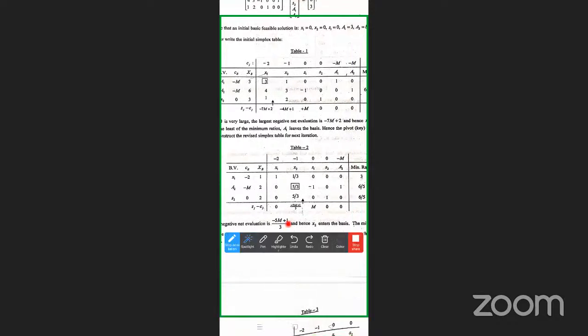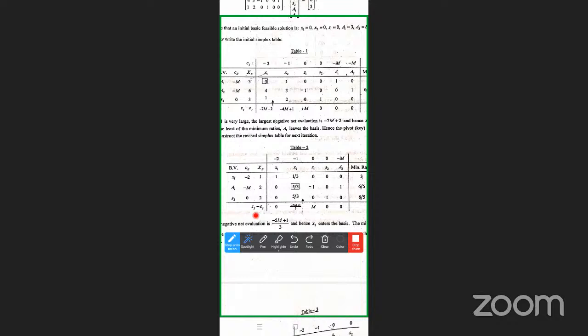After doing row operations, we are getting this matrix: 1, 2, 2, 1, 0, 0, 1 by 3, 2 by 3, 5 by 3, 0, 0, 0, minus 1, 0, 0, 1, 0. This is the matrix after doing row operations. Next we have to find out the delta j's.